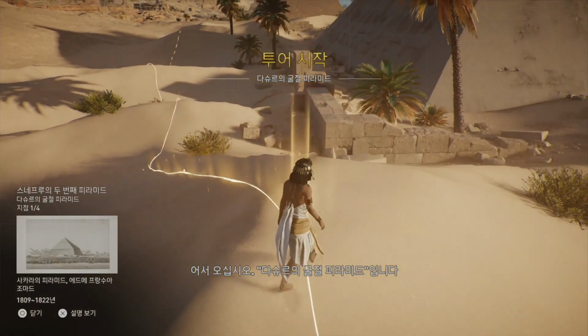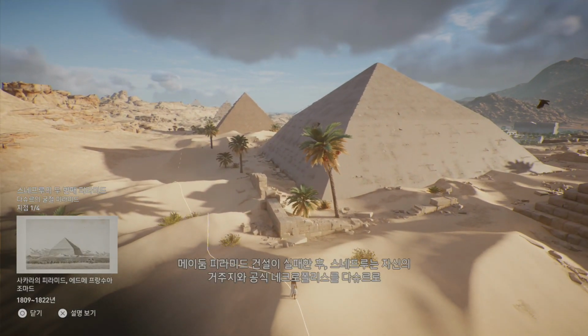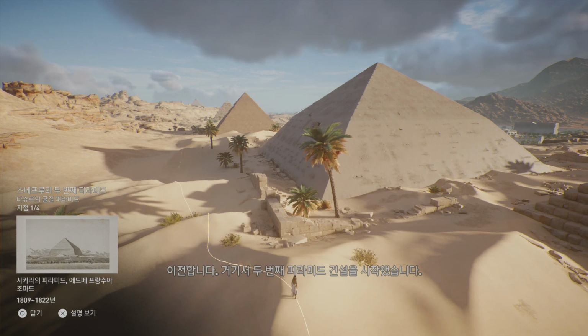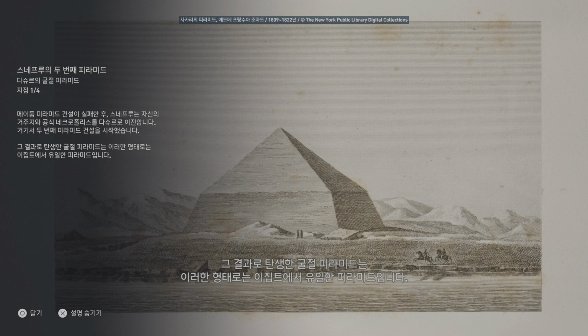Welcome to the Bent Pyramid of Dashur. After the construction of the Meidum Pyramid failed, Sneferu transferred his residence and the official necropolis to Dashur. There he began construction on his second attempt at a funerary monument. The resulting structure, known as the Bent Pyramid, is the only one of its shape in Egypt.